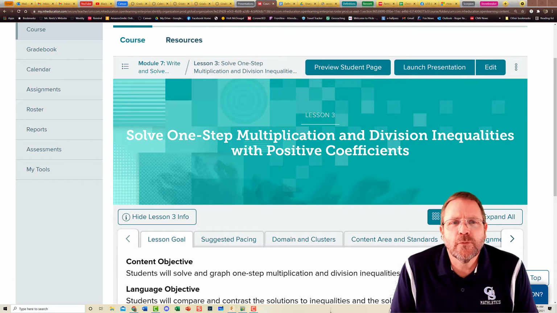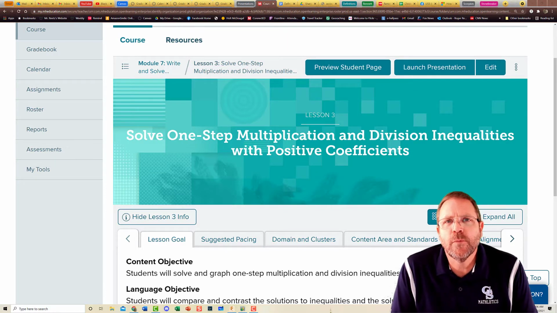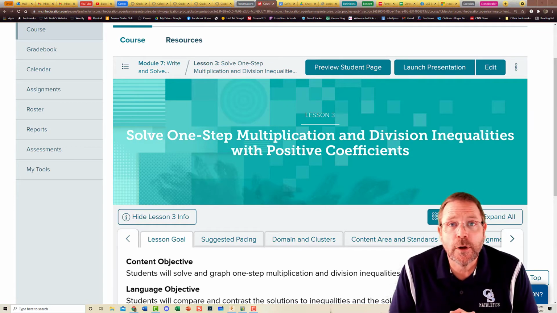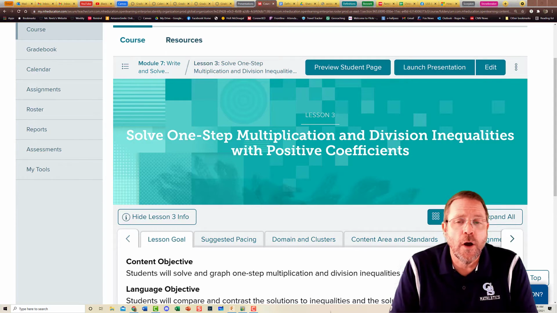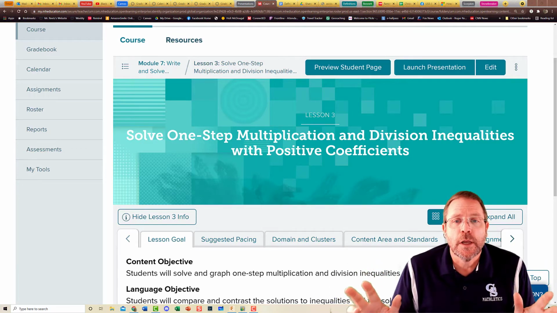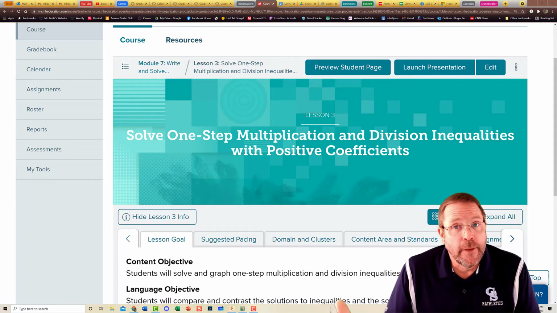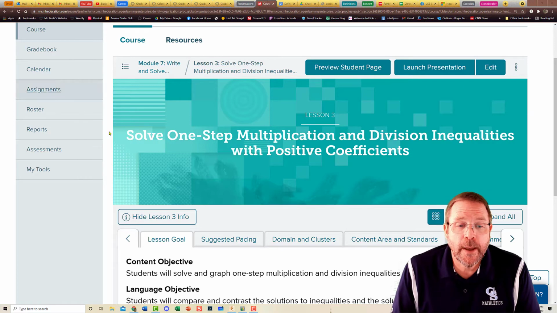Module 7, Lesson 3 deals with solving one-step multiplication and division inequalities with positive coefficients. And that positive there is very important because with positive coefficients, these work just like equations. There's no difference. The only difference between inequalities and equations comes when you're multiplying and dividing with negative coefficients. These are positive, so it's going to be just like everything we've done before. So sit back, let's check it out.